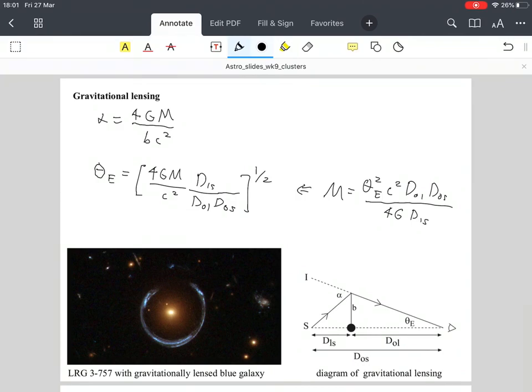I should also say that this is a quite rare occurrence of the background light source, this blue galaxy, being directly behind it. If it's off at an angle, then it's not a perfect ring, and it might appear more as two images. So you don't always see such perfect rings, Einstein rings, but in this example, you do.